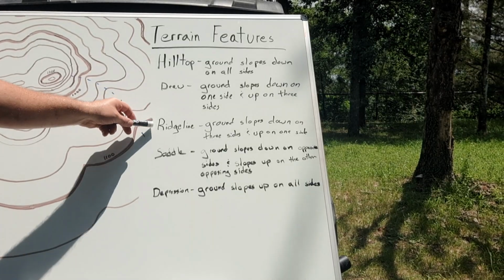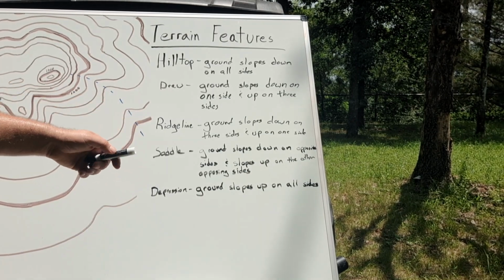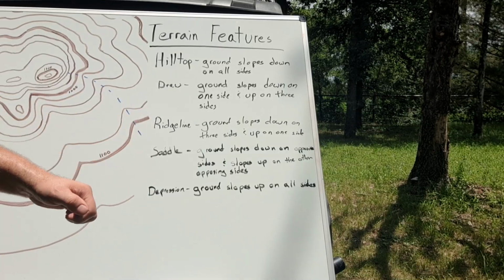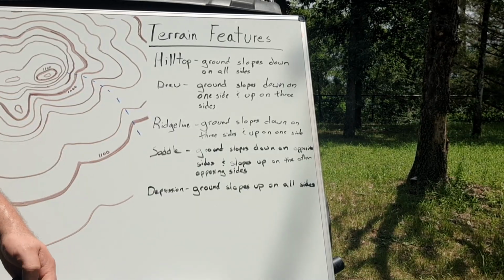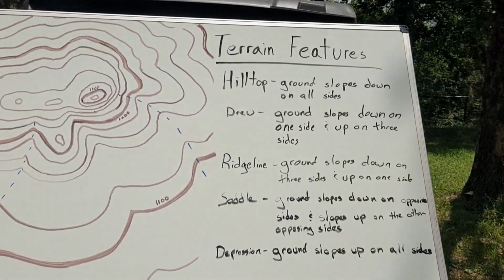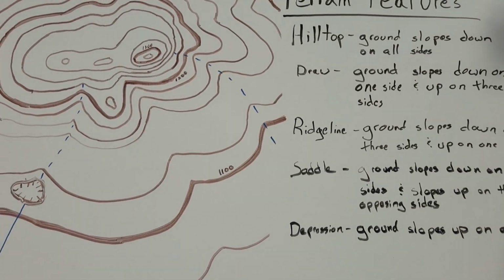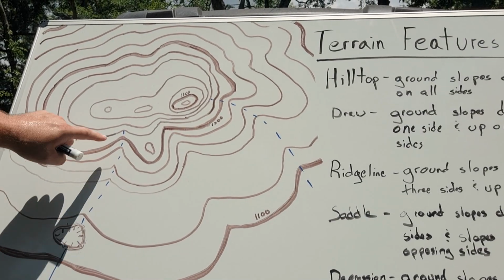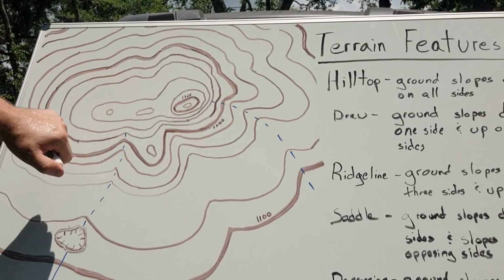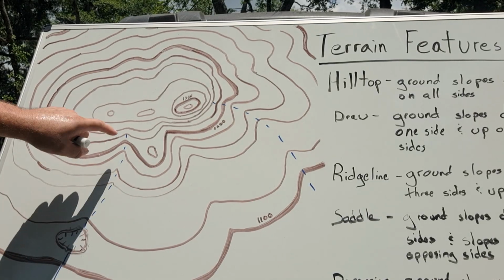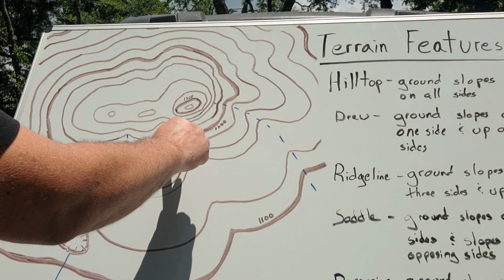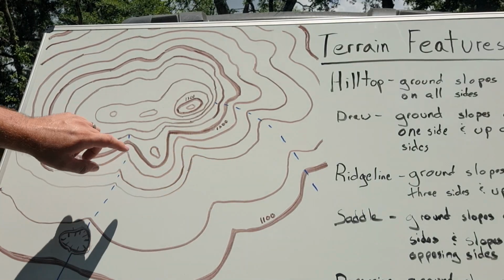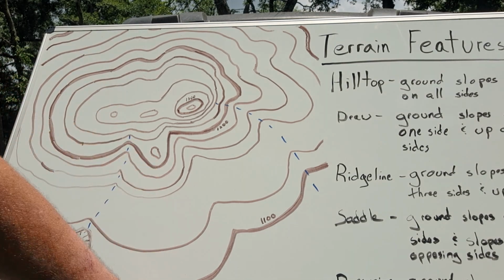Then your next terrain feature is going to be a ridge line, ridge, finger. So the definition of that is you're going to have ground sloping down on three sides, and it's going to be higher than you on one. What does that look like? So on our topographical map, we know that the V's pointing towards the top of the hill are our draw. So the V's pointing away, these almost look like U's, are going to be your ridge line coming down.